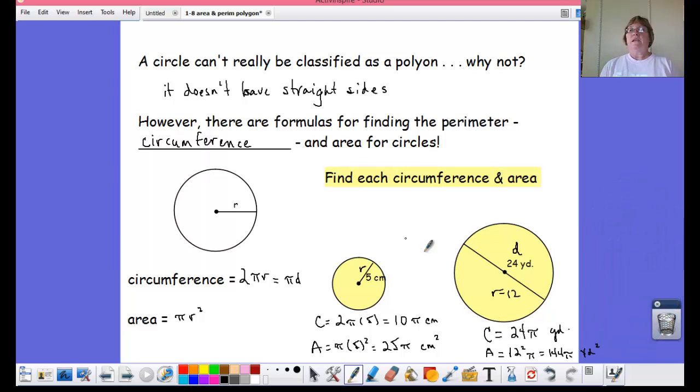Okay, let's compare. The diameter is 24 yards in this problem, so I'm going to use this formula, pi times diameter, or 24 pi. The units is yards. The area requires that you know the radius, so I have to divide by 2 to find the radius, which is 12. 12 squared is 144. So the area in this circle is 144 pi square yards.